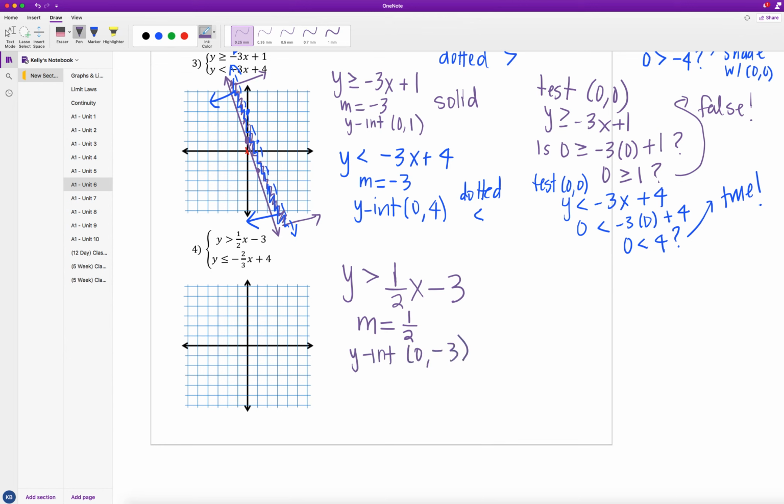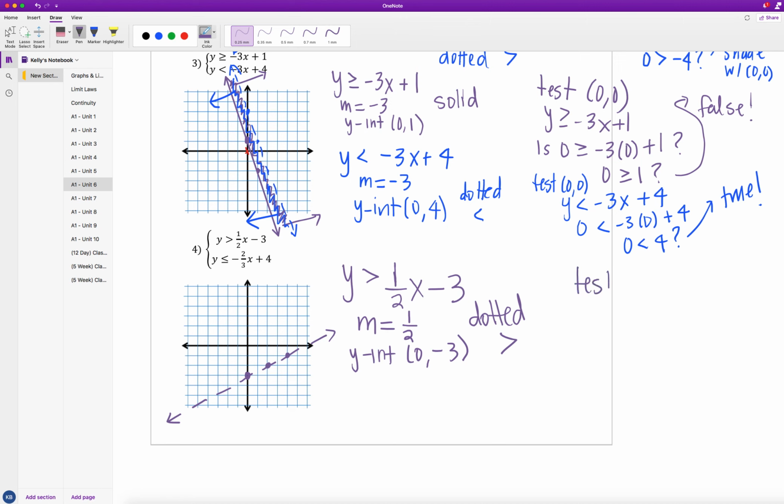The other thing I have to worry about is the fact that this is going to be a dotted line. So it does make a difference if you draw the line dotted versus solid. Remember, this is dotted because I have the strictly greater than. So I'll start down here at (0, -3), go up 1 to the right 2, up 1 to the right 2. That will be enough to get my line, so I'm going to go ahead and dash my line. This keeps going down this way, and it's dotted again because I have a strictly greater than.